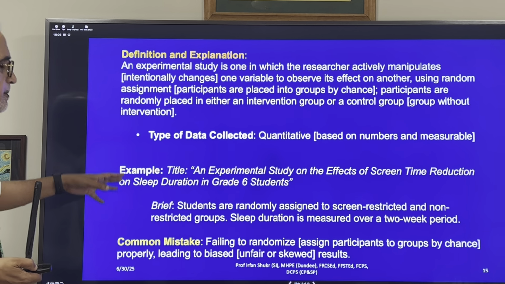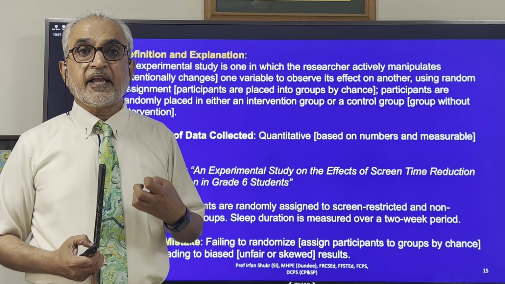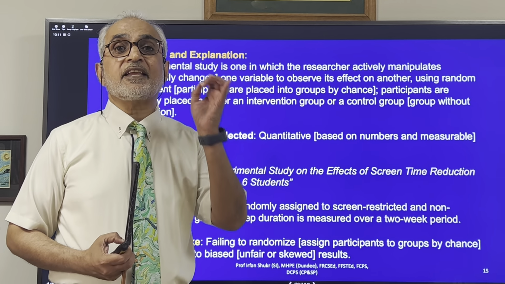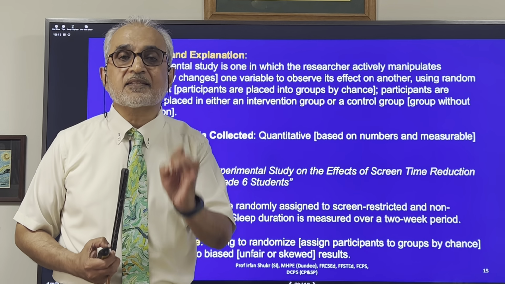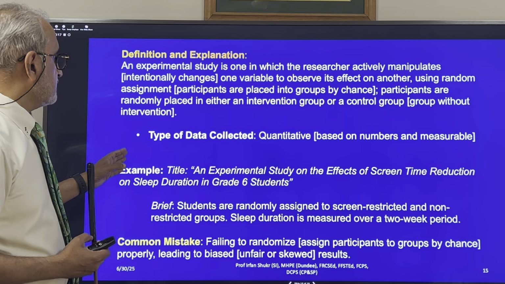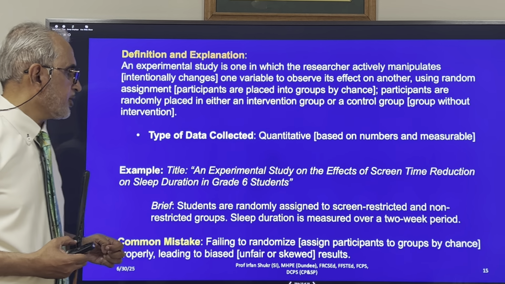It means that when you are selecting participants, in the population every person has an equal chance to be selected as a participant in that study. Type of data collected is quantitative, based on numbers and measurable information.